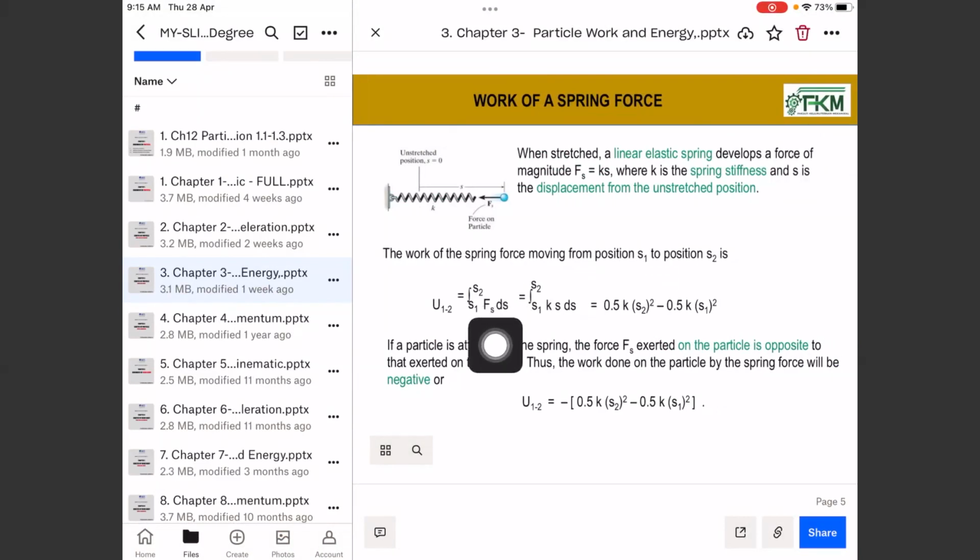the integration from s1 to s2 of Fs ds. In our linear case, Fs equals Ks, so you integrate Ks ds and get half k s2 squared minus half k s1 squared. This is what we went through last week. This equation is valid only if your spring is linear, meaning F equals Ks.